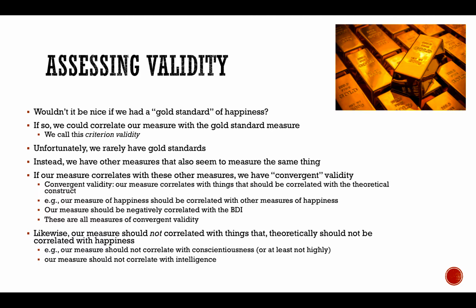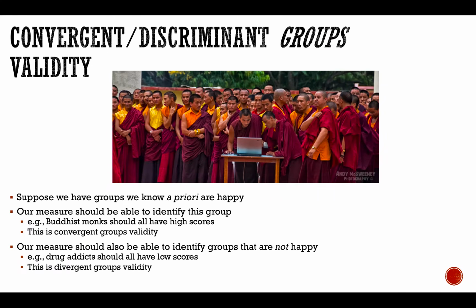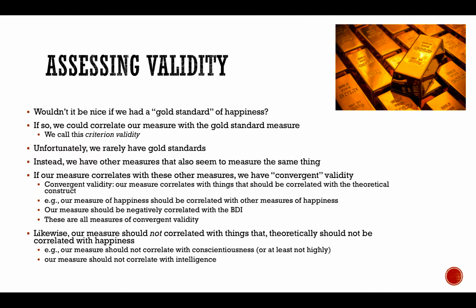Likewise, our measure should not be correlated with things that theoretically should not be correlated with happiness. For example, our measure should not correlate with conscientiousness, at least not highly. There's no reason to suspect that conscientious people are necessarily more happy. So we should measure the same person on happiness and intelligence, and they should not be highly correlated. That's the basic idea. By the way, we call that divergent validity.